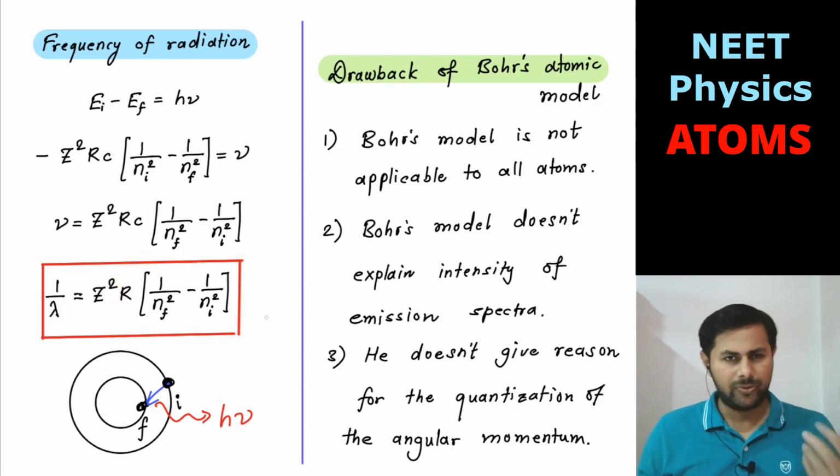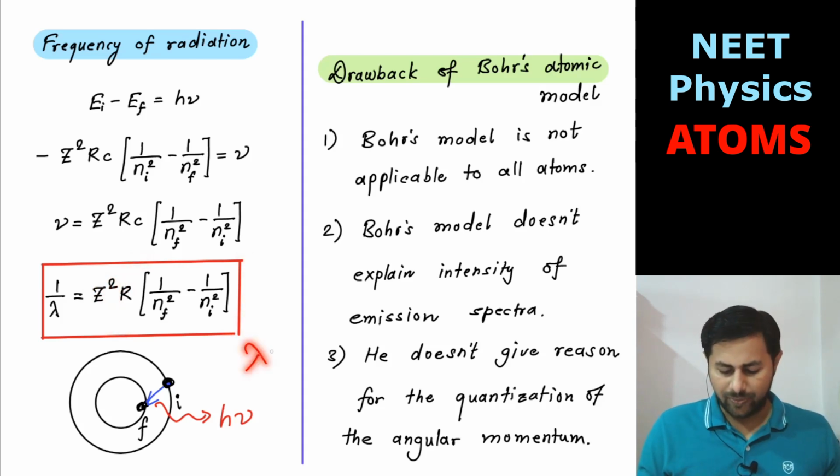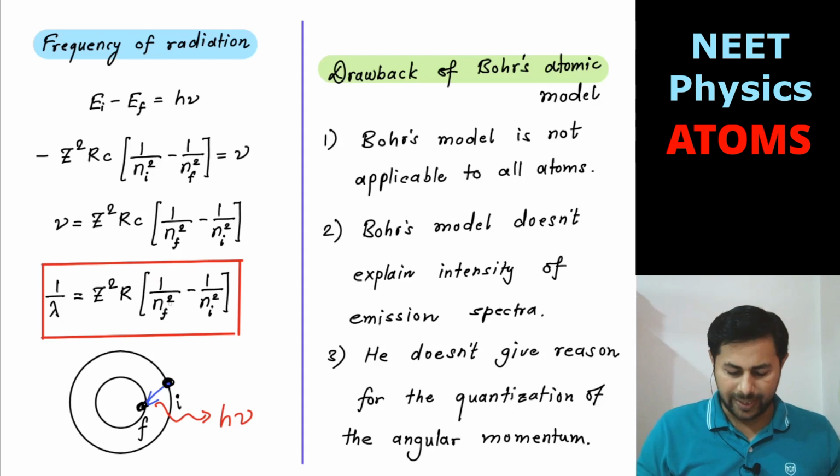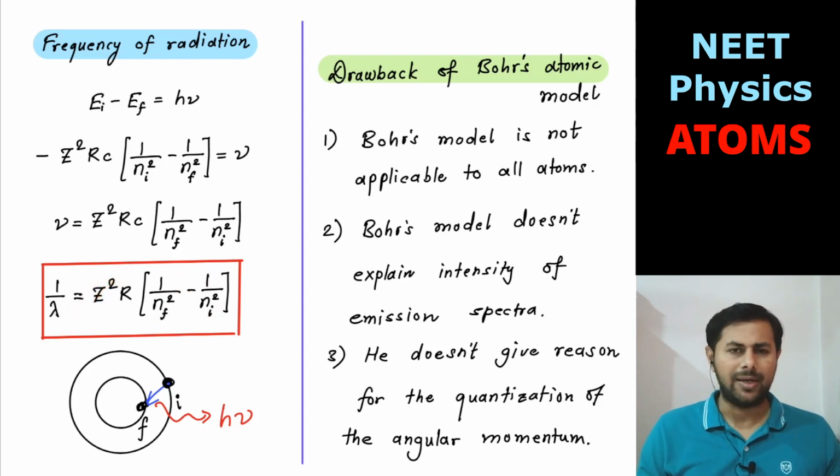So if you want the wavelength of a photon when an electron jumps in a hydrogen atom from the initial level Ni to the final level Nf, then what's that wavelength? 1 by lambda, put Z equals 1, R times 1 by Nf square minus 1 by Ni square.